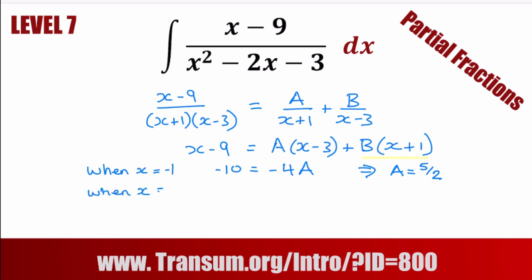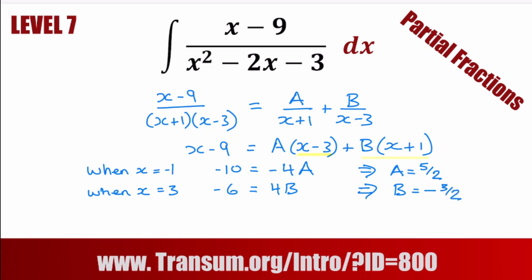The other convenient value is x is 3, because that will make the bracket multiplied by the a 0, so I'll only have b's in the expression. So when x is equal to 3, I'll have minus 6 on the left side, and on the right side I'll have 4b, which implies that b is equal to negative 6 over 4, or 3 over 2.